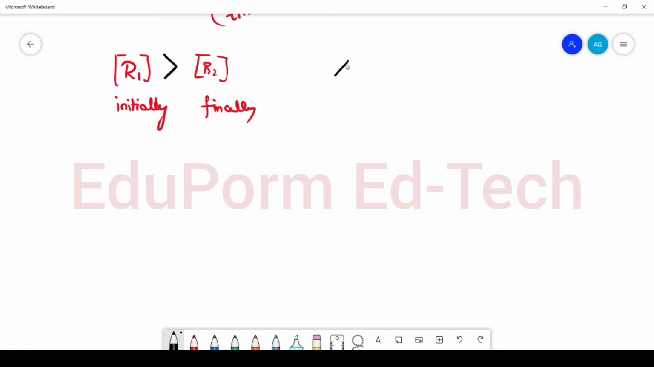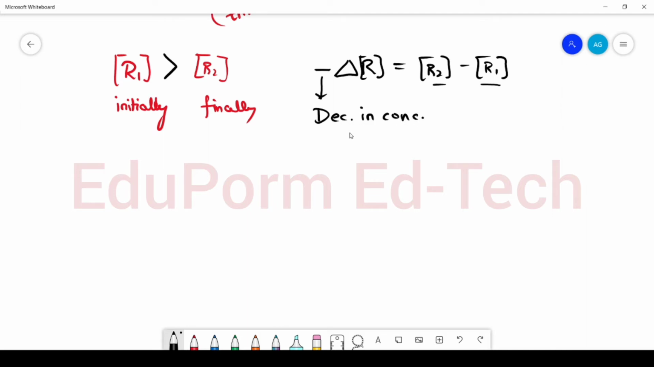Let's say the change in concentration is delta R. So delta R will become final concentration, that means R2, minus the initial concentration, that means R1. As R1 is greater than R2, so delta R will be negative, and this negative sign will represent the decrease in concentration with respect to time. That means as the time increases, the concentration of reactant is decreasing.